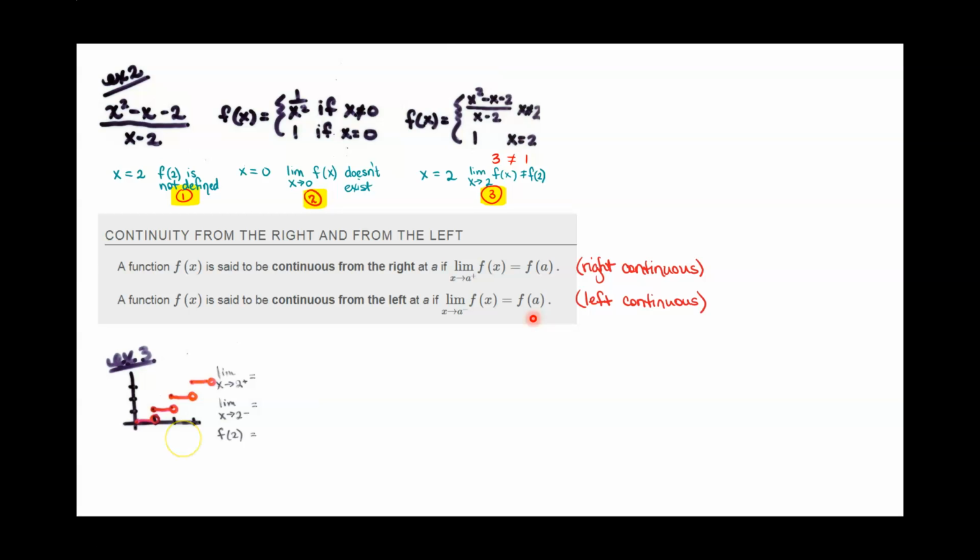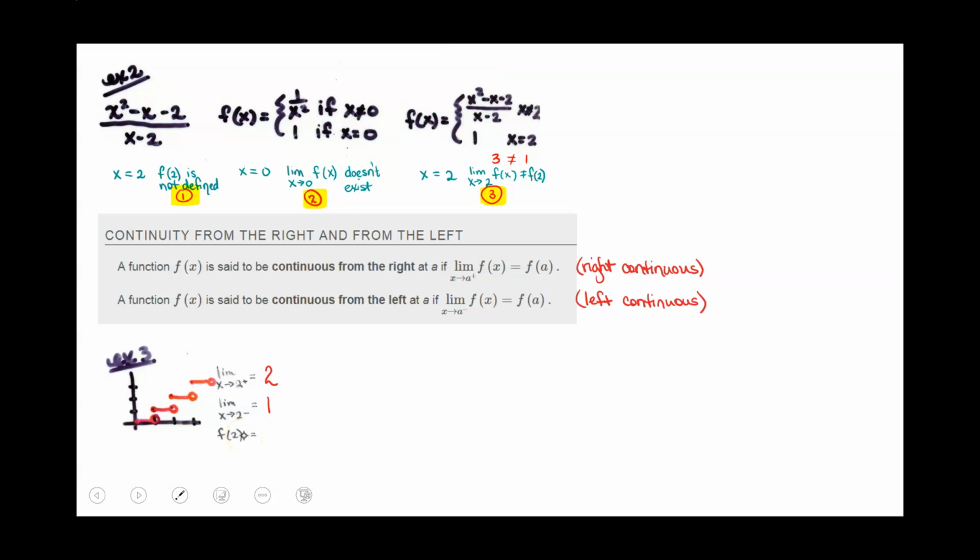This is actually the graph of the greatest integer function. If we take the limit as x approaches 2 from the right-hand side, so here's 2 right here, we would be coming in on this piece of the graph right here. And so you can see that's approaching a y value of 2. Then if we're approaching 2 from the left-hand side, we would be on this piece of the graph right here. So you can see that would be a y value of 1.